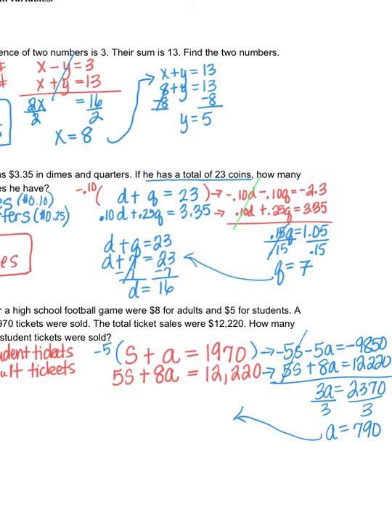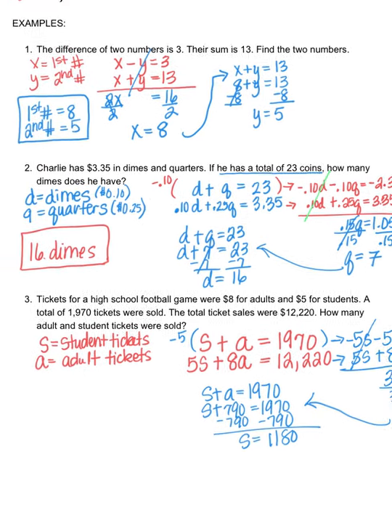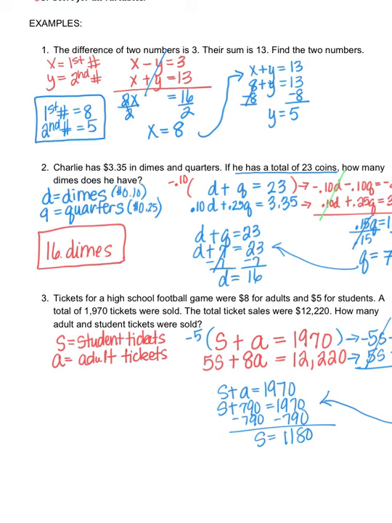To find student tickets, we plug that back into S plus A equals 1970. So S plus 790, and then minus 790 on each side will give me, punch that in, 1180. So there are 790 adult tickets and 1,180 student tickets. So 790 adult, 1,180 student.